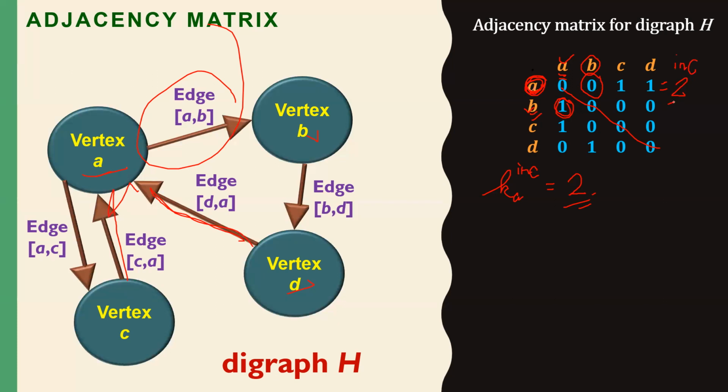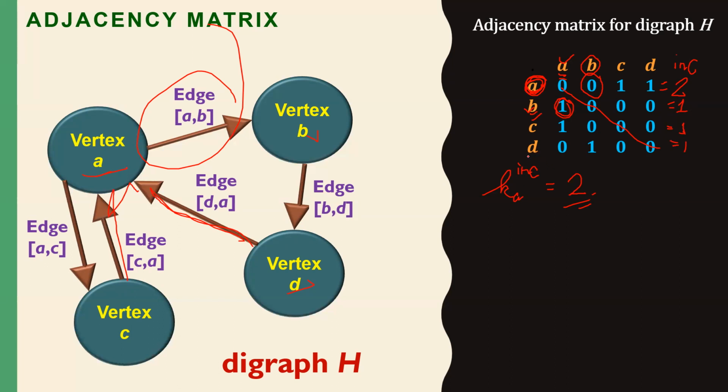Now, the incoming degree for B is equal to 1 because there's only one edge going to B, and that will start from A. You can verify that by looking at the digraph or the pictorial representation of the digraph. So this is also 1, and then this is also 1, right?